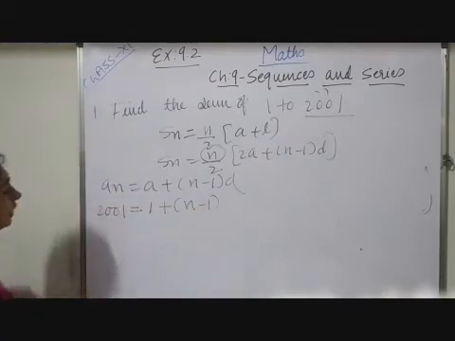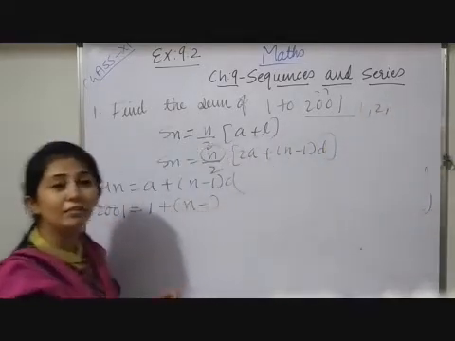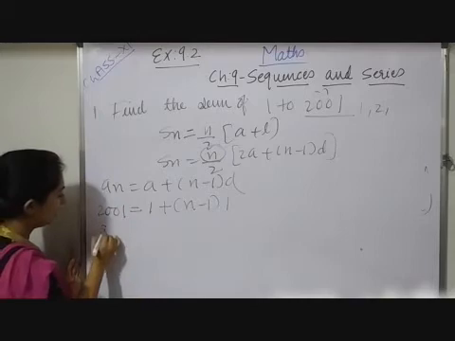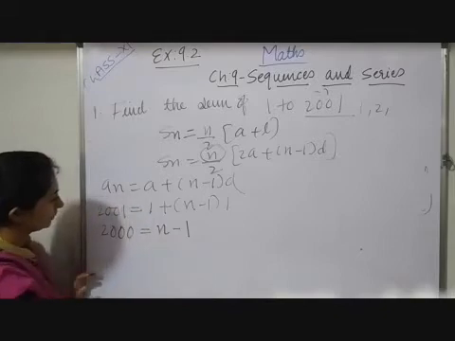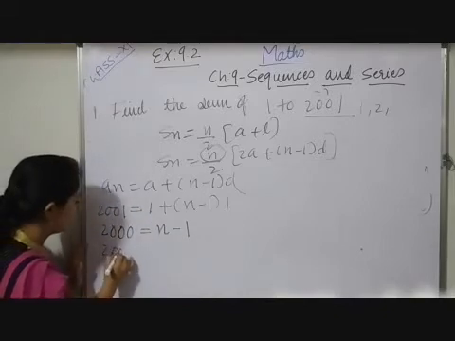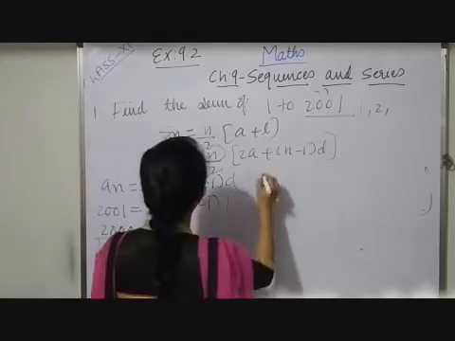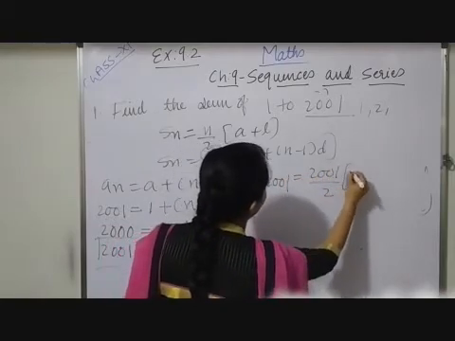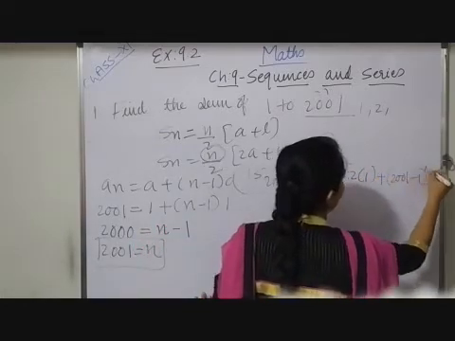into d. Find the sum of 1 to 2001. So d will obviously be 1, 2, 3 and so on, so d is 2 minus 1, which is 1 only. Here also I write 1. If I subtract 1, I get 2000, which equals n minus 1. Shifting it, I get n equals 2001. Now in my Sn formula, substituting it, S2001 equals 2001 upon 2 into (2 times a, which is 1, plus (2001 minus 1) into 1).